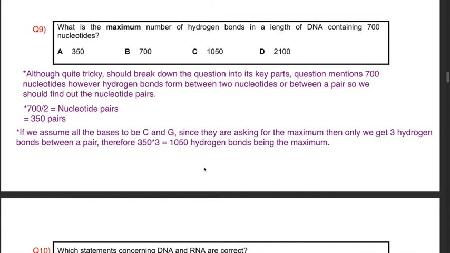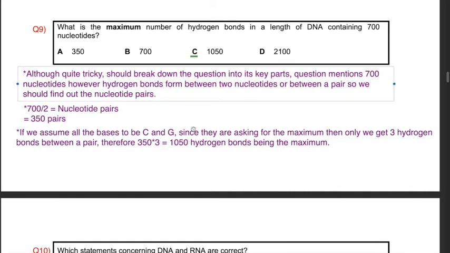If we assume all the bases to be C and G, since they are asking for the maximum, then we get 3 hydrogen bonds between a pair, because between the bases it can only be either a double bond, that is 2 hydrogen bonds, or a triple bond, that is 3 hydrogen bonds. And the question is asking for the maximum. So we have to imagine that all the bases would be cytosine and guanine, because cytosine binds to its complementary base guanine using 3 hydrogen bonds. Therefore, 350 pairs multiplied by 3 hydrogen bonds will give you 1050 hydrogen bonds being the maximum. Hence the answer is C, 1050 hydrogen bonds in a length of DNA containing 700 nucleotides.